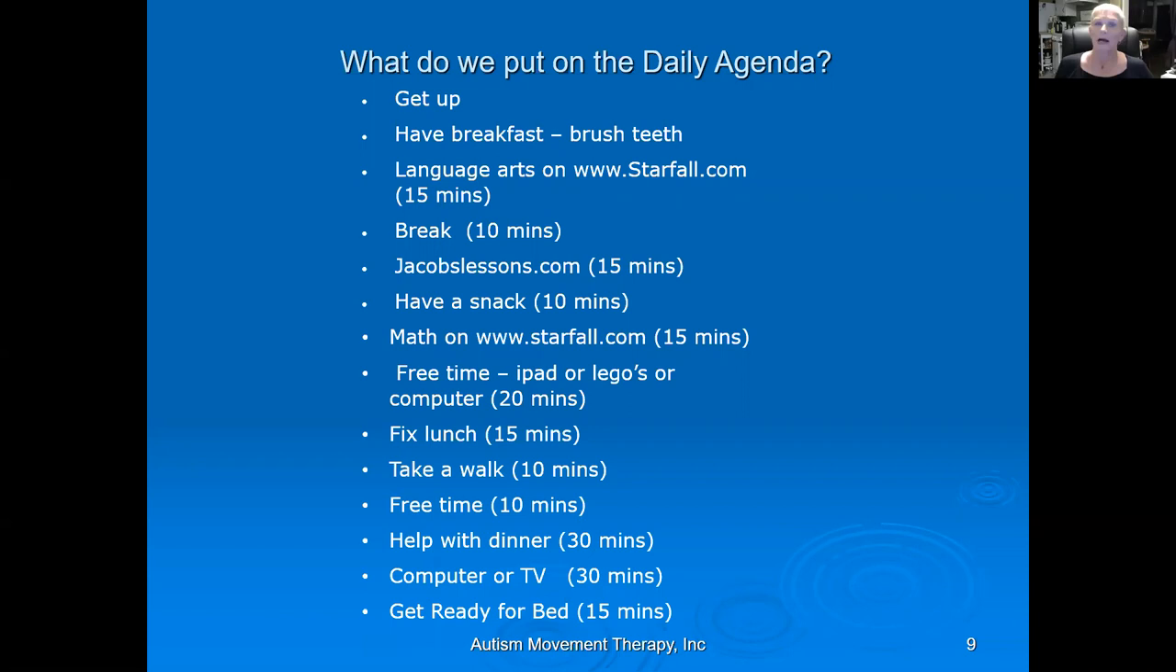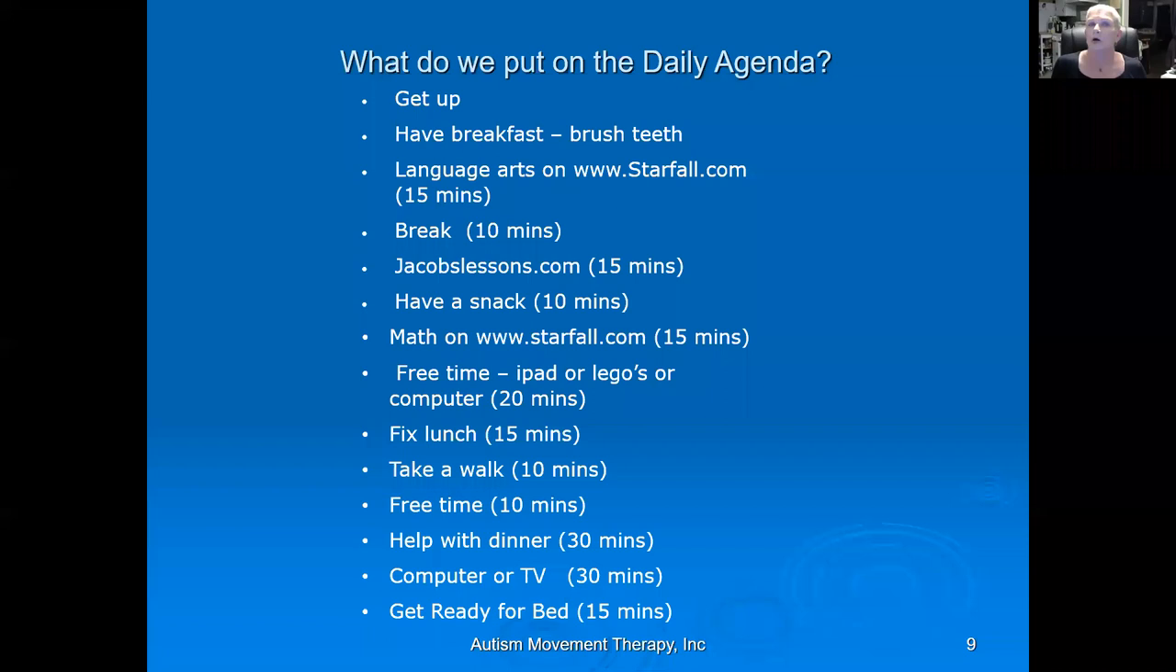Give a longer free time during the day. You've got a lot of hours to fill. 20 minutes is probably a good amount of time in unstructured activity. Remember, all of these times are going to depend on how long your child can actually sit and attend to that task. If your child can attend to a computer program task for 15 minutes, then just put five minutes. You're going to have to make that very, very person-centered, depending on how long your child can do an on-task activity.